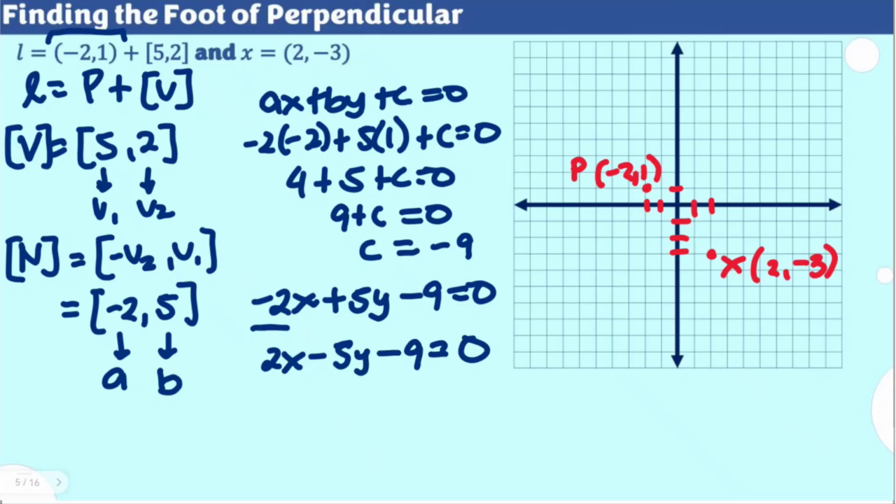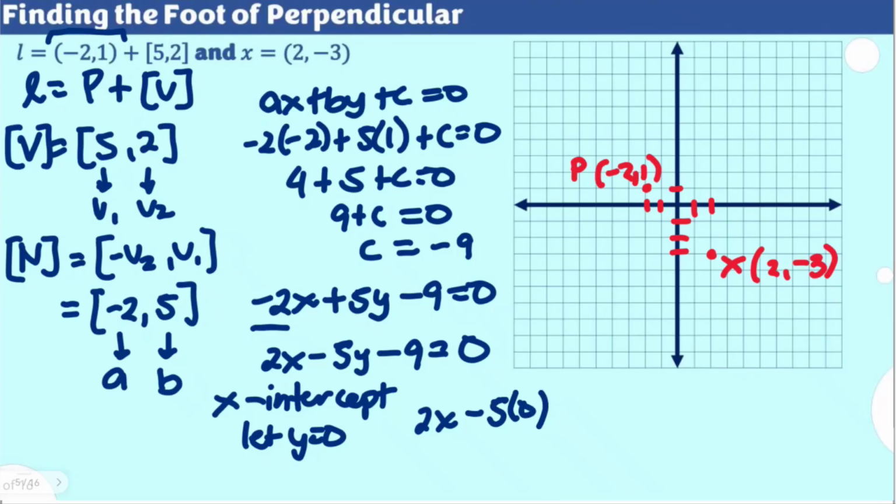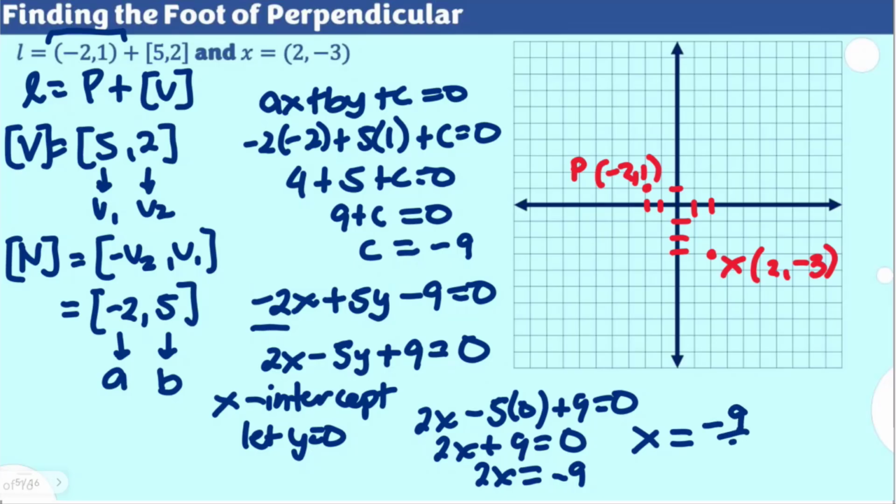Again, we're doing this because I would like to find out the x-intercept for me to really illustrate that on our Cartesian plane. So let y is equal to 0, so you have 2x minus 5 times 0 minus 9 equal to 0. 2x minus 9 is equal to 0. Sorry, this should be plus 9, right? As we multiply all terms by negative 1. So you have 2x is negative 9. X is actually negative 9 halves. So our x-intercept is at negative 9 halves and 0.